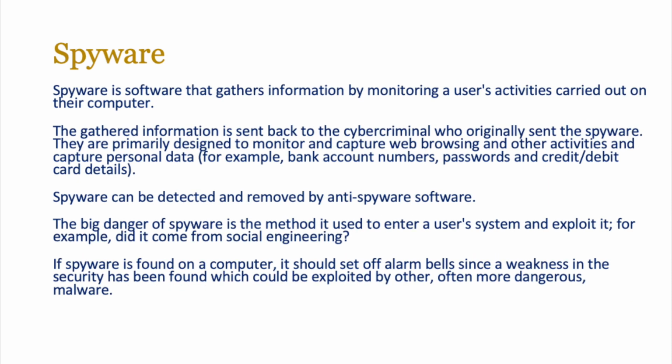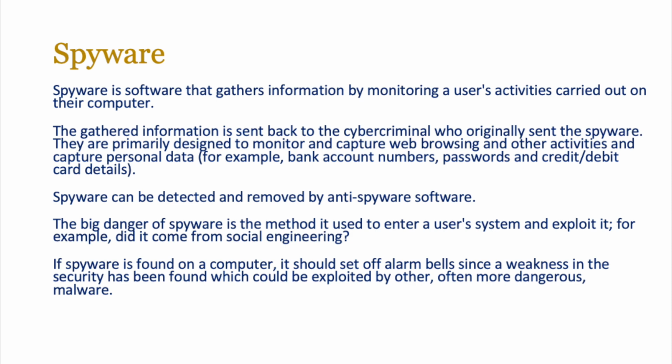The next threat is spyware. Spyware is software that gathers information by monitoring a user's activities carried out basically on their computer or their device. The gathered information is sent back to a third party, a cyber criminal who originally sent the spyware, and these are designed to monitor and capture activity, which could include web browsing, and it captures personal data, for example, bank account numbers, passwords, credit card details, and it then sends a log to the third party or the cyber criminal, which then scans through the log to identify this sensitive information and misuse it.